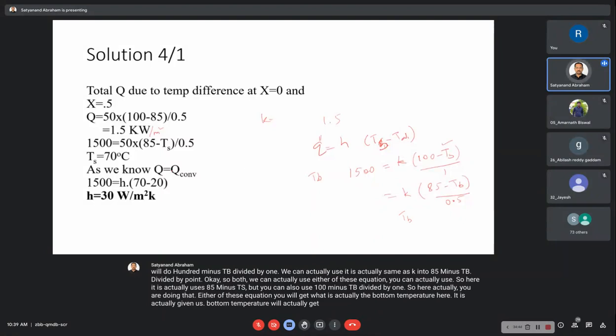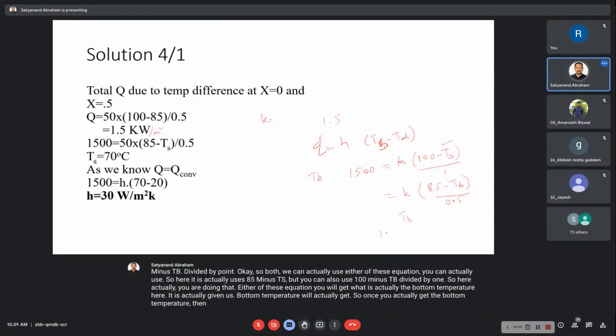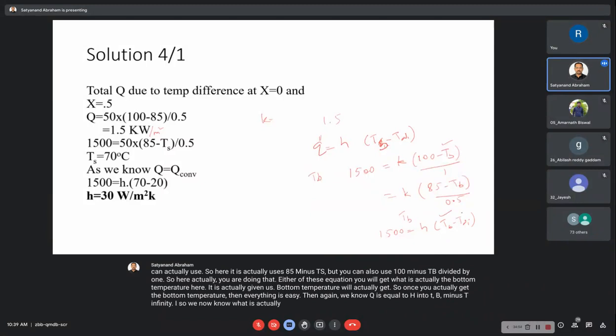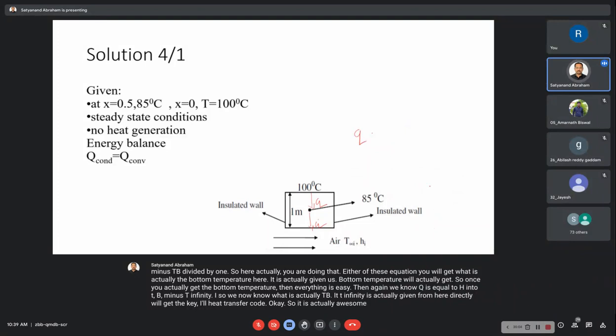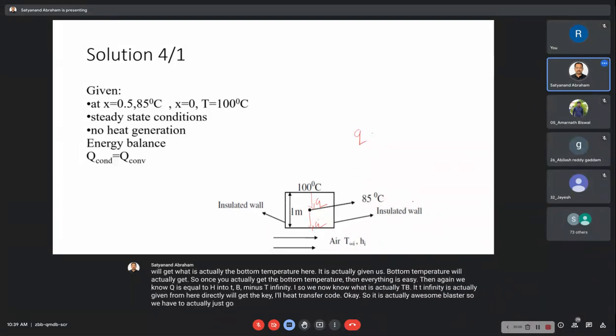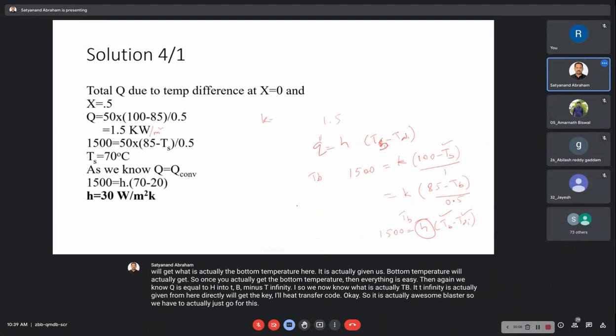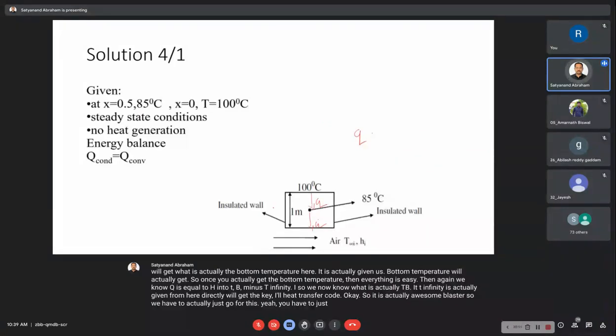So once you get the bottom temperature, then everything is easy. Then again we know Q is equal to H into TB minus T infinity I. So we now know TB, and T infinity I is given from here. Directly we will get the heat flux and heat transfer coefficient. Okay. It is as simple as that. You have to just go for the energy balance.